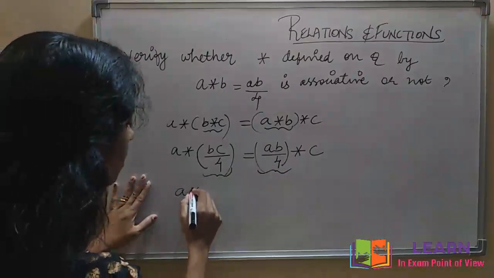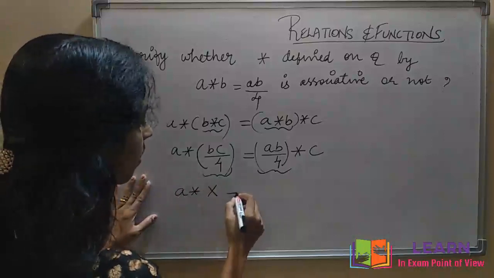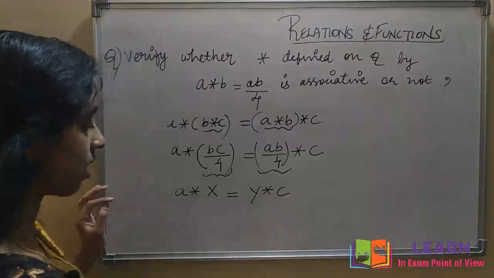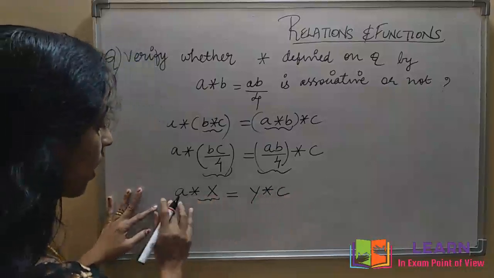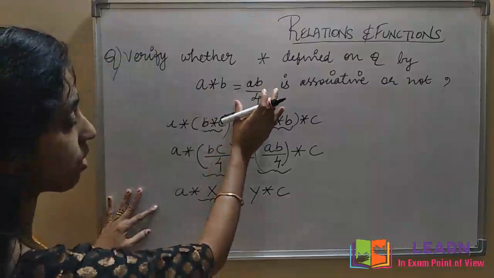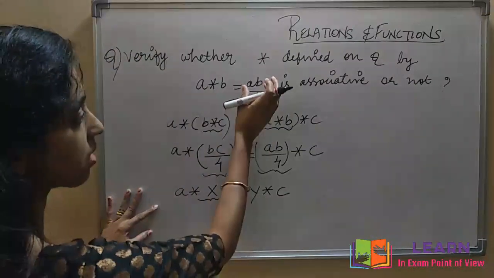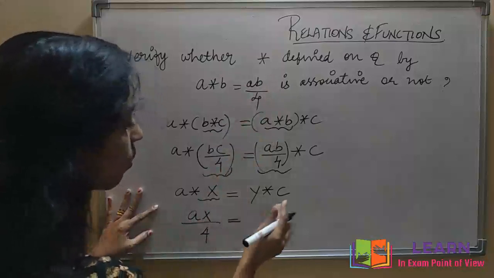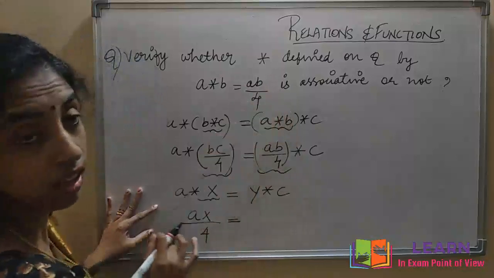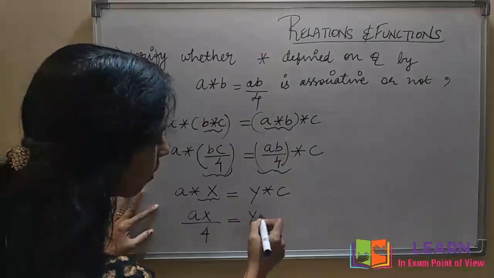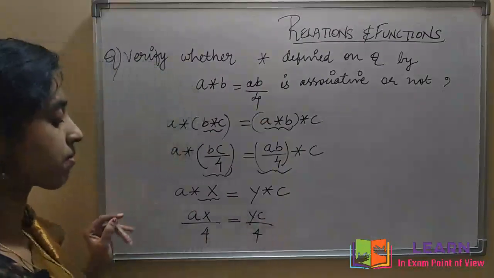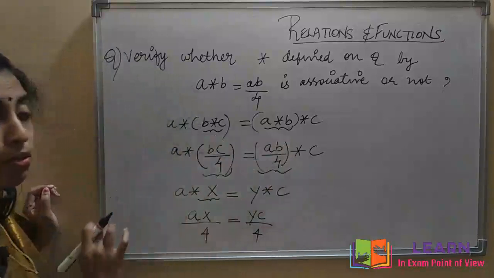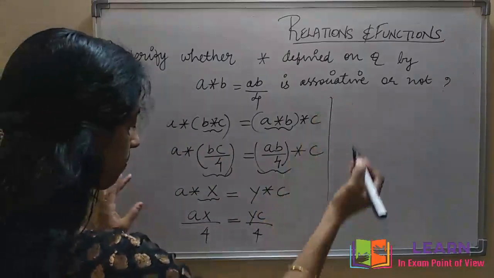So here again it is a star X equal to Y star c. Here again, two elements, you can substitute. a star X means aX by 4. So here aX by 4 is equal to, again, Y star c is what? Yc, correct, Yc by 4. Now you substitute what we substituted for X and Y.